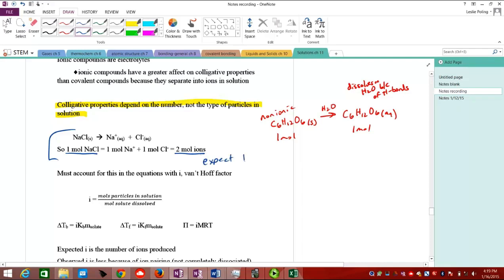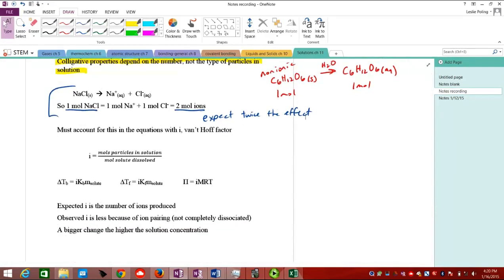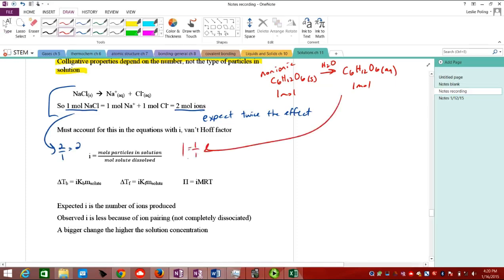So we would expect twice the effect on colligative properties. We account for this with i, which is called the Van't Hoff factor, named after someone, and i is the moles of particles in solution divided by the moles of solute dissolved. So for this, it would be 2 over 1, which would be 2. For this one, it'd be 1 over 1, so it would just be 1.